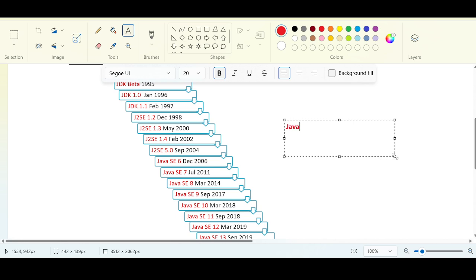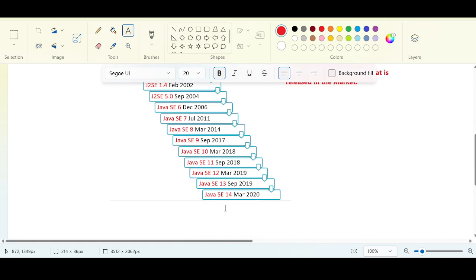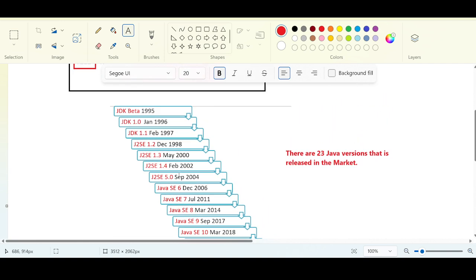How amazing is it? There are 23 Java versions released in the market. Do we need to learn all the versions, or is it okay to keep our learning limited to certain versions? That could be the question. Till here it is showing only 14 versions, but there are more, like Java 23, the latest. I have missed some versions.